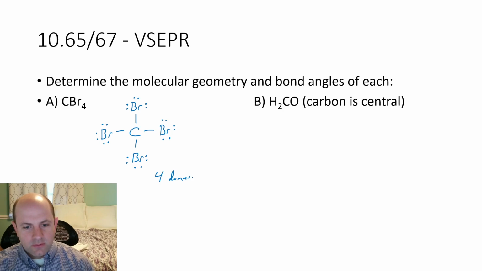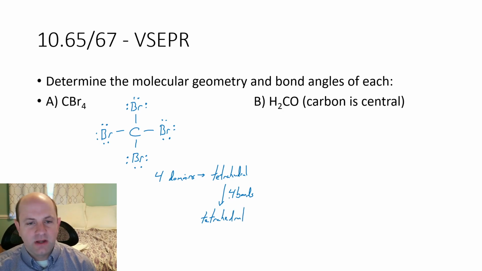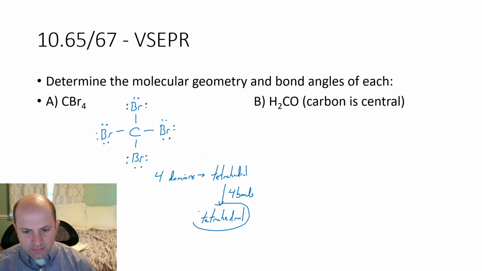And so what we look at then for molecular geometry, we say that there's 4 electron domains, 4 regions of electron density, that means it's a tetrahedral electron geometry. And then from that, we say, well, all 4 of them are bonds, so then the shape is still tetrahedral. The name doesn't change when everything's a bond. So that's the molecular geometry.